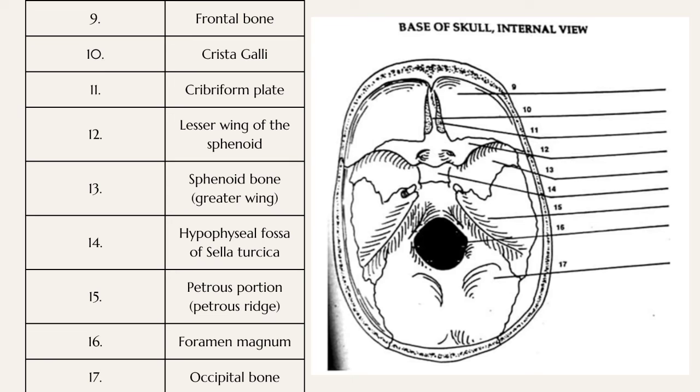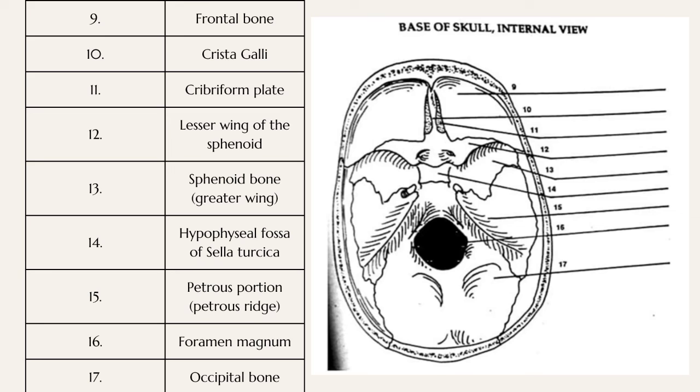Number 15 is the petrous portion, or the petrous ridge. It transmits the facial and acoustic nerves and the internal auditory branch of the basilar artery. The lateral end of the canal is closed by a vertical plate, which is divided by a horizontal crest, the falciform crest, into two unequal portions.